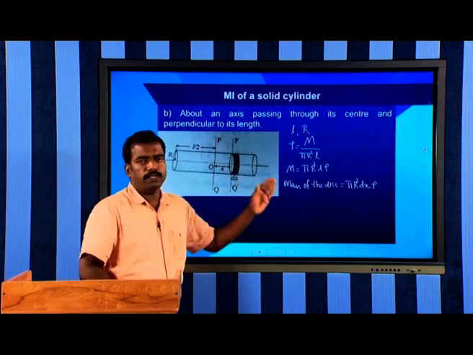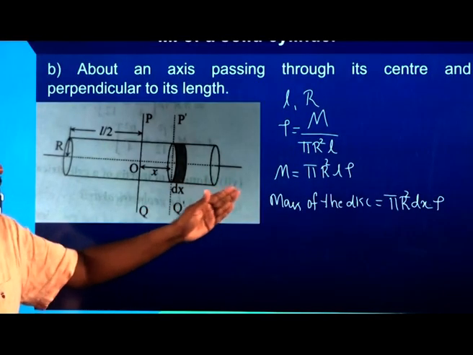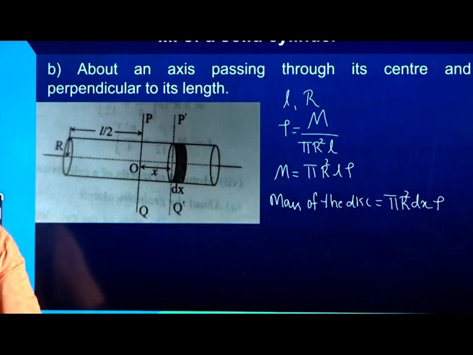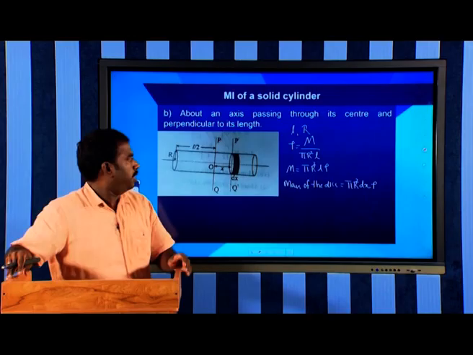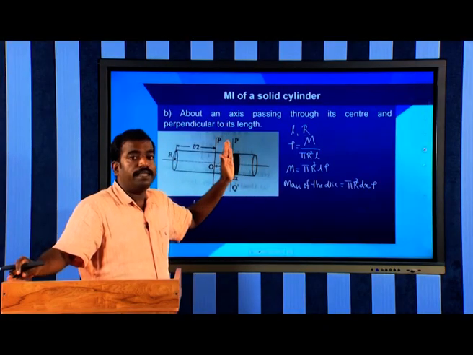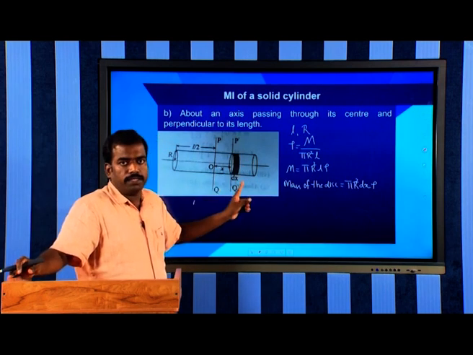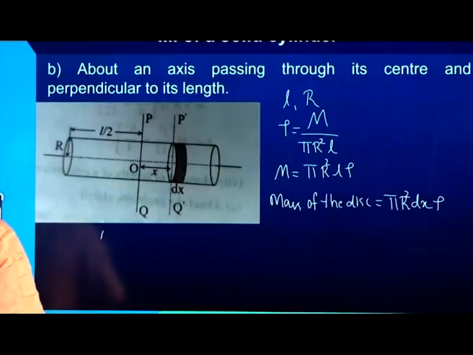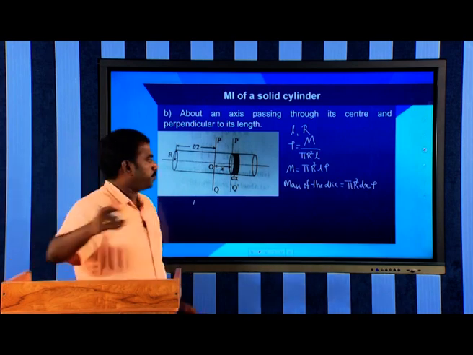So, pi r square dx rho will give you the mass of the disk. Now, you know the moment of inertia of the disk about the axis p dash q dash, which is nothing but the diameter of the disk. So, the moment of inertia of the disk about the diameter is given by mass into radius square divided by 4.